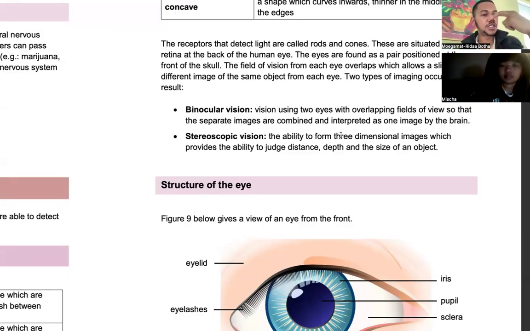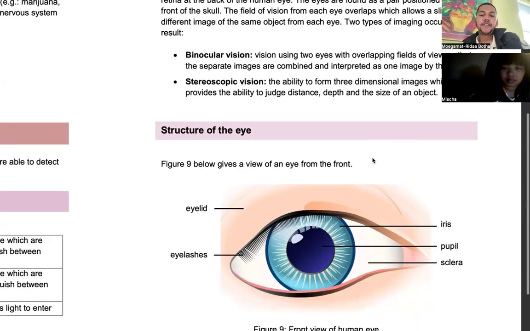Now, binocular vision, the word bi means two. So it's vision using two eyes with overlapping fields of view so that the separate images are combined and interpreted as one image by the brain. Stereoscopic vision is the ability to form three-dimensional images, which provides the ability to judge distance, depth, and the size of the object.